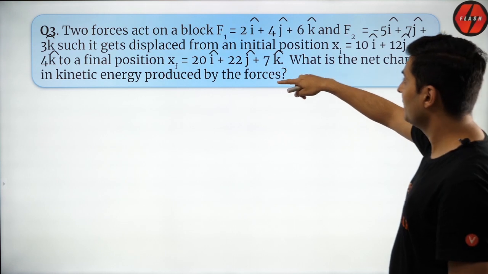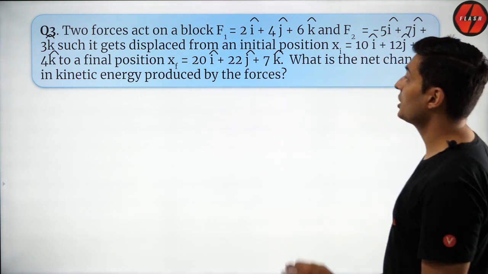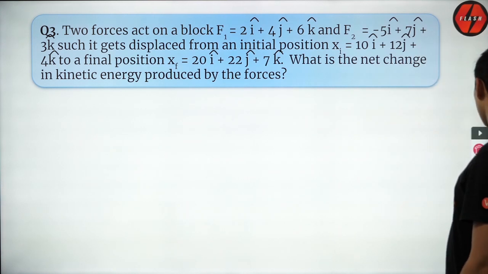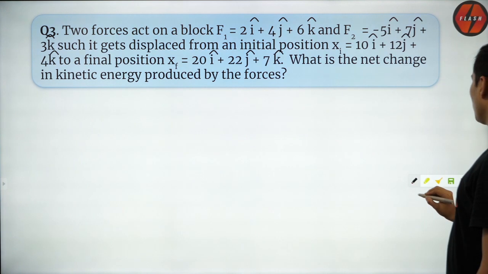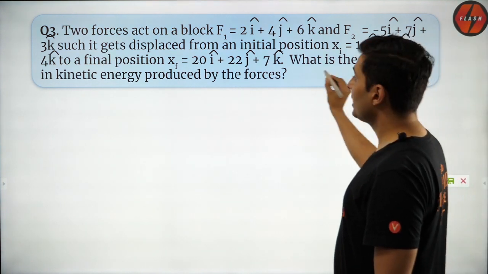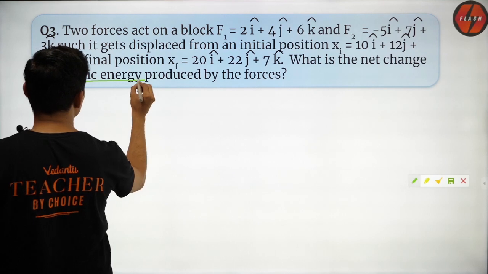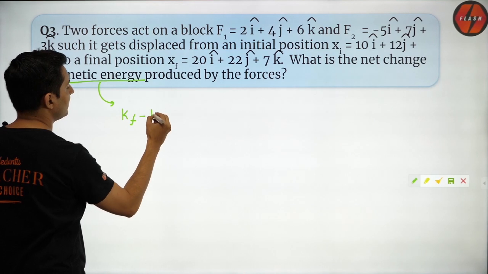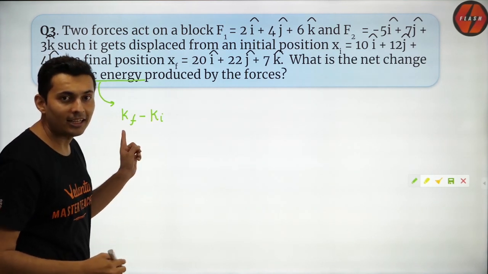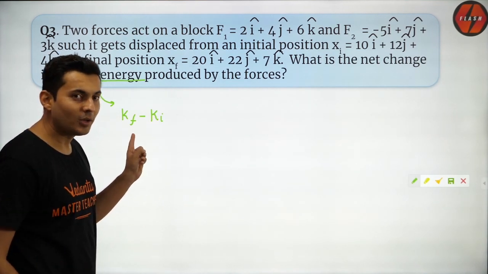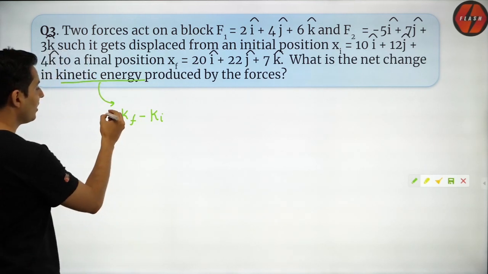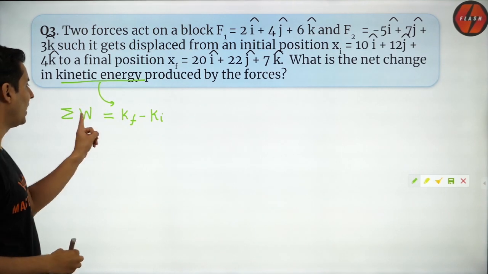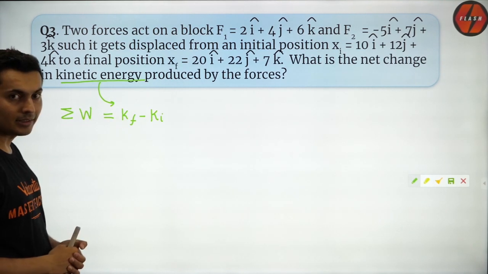It's based on vectors. There are two forces, F1, F2. Forces are given. Initial position, final position is also given. What is the net change in kinetic energy? Since the question demands us to find net change in kinetic energy, remember, final kinetic minus initial kinetic is the change in kinetic energy. And have we not studied a theorem for change in the kinetic energy? It's the total work done by all the forces is the change in kinetic energy.